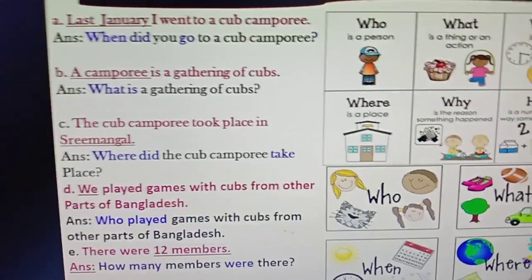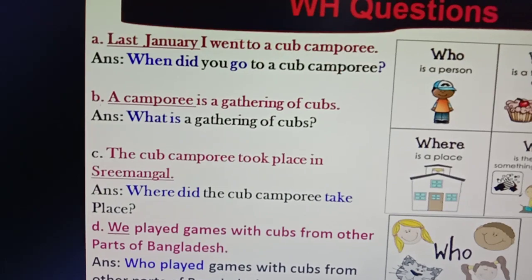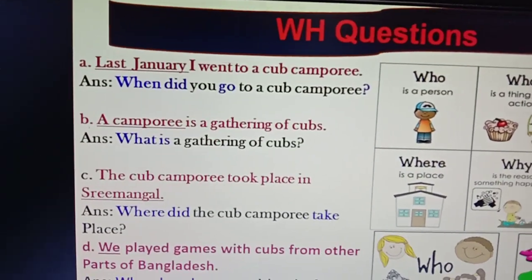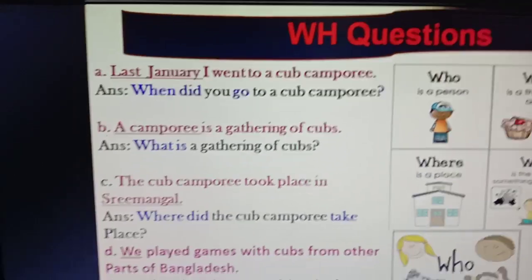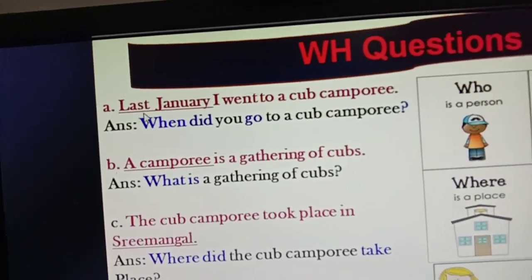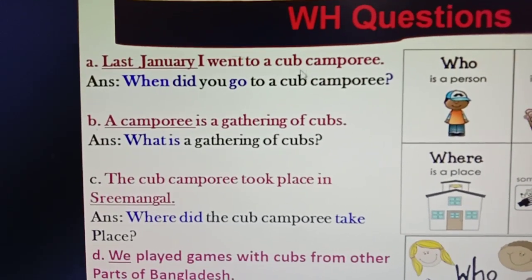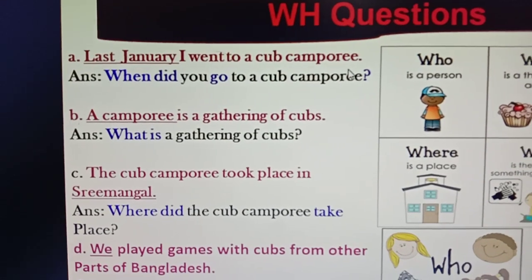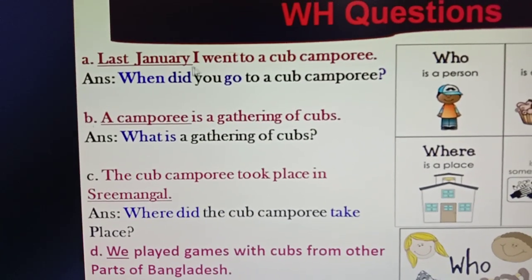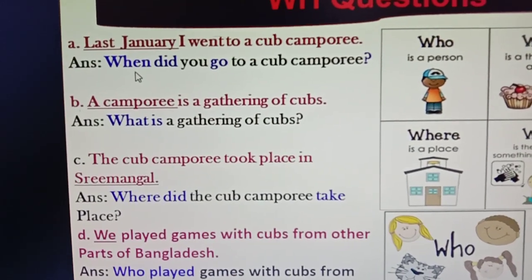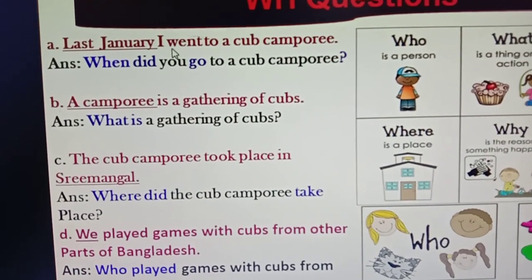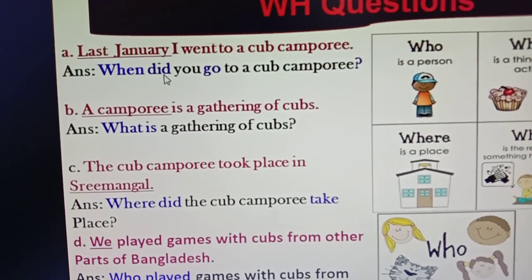And now I am going to do some WH questions from this unit 21. Boys, when you are writing this, please mention the unit. Okay, so in number A, I have written: last January I went to a Cup Camporee. So last January indicates the time, that's why I am going to use here when. Okay, when, then as this is in the past tense, I have used here did.